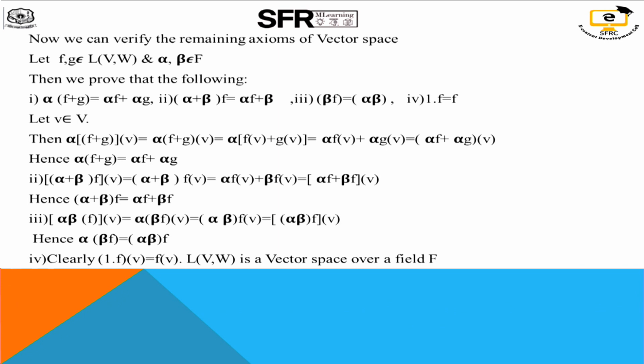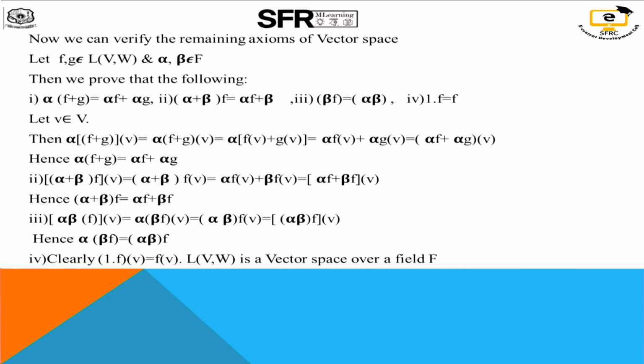The first condition is, usually for elements, alpha into u plus v equals alpha u plus alpha v. Here the elements are homomorphisms, so you take the two homomorphisms f and g. The conditions will be alpha into f plus g equals alpha f plus alpha g, and alpha plus beta f equals alpha f plus beta f. And the third condition is alpha into beta f equals alpha beta of f, and 1 into f equals f. To prove the conditions, the images must be equal, because all are mappings.